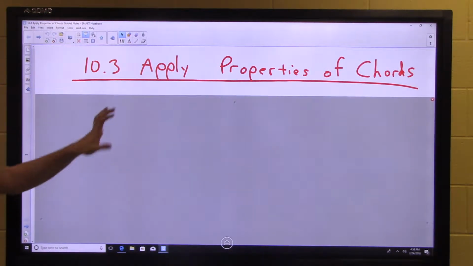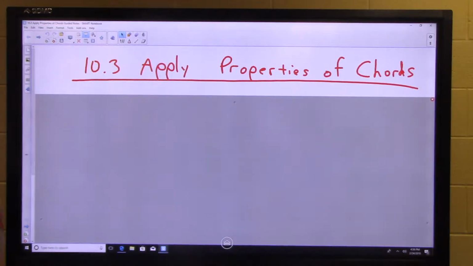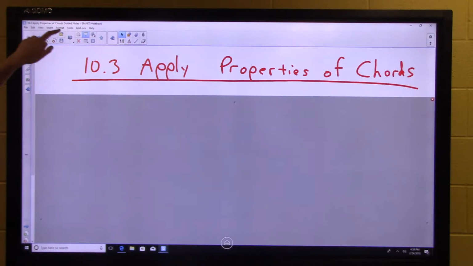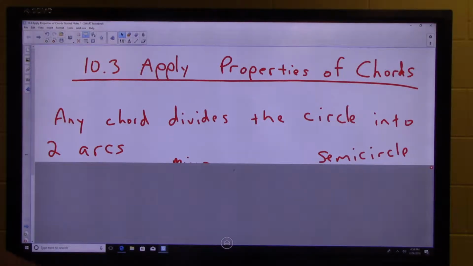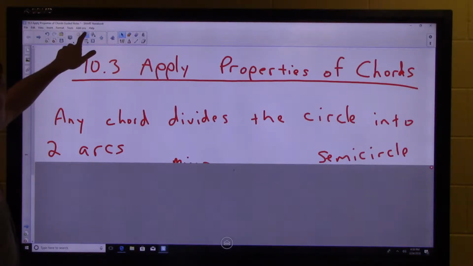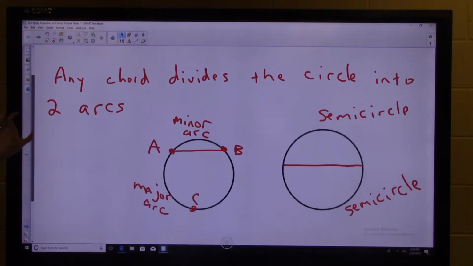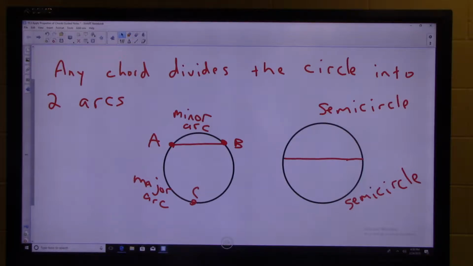So there are a lot of different theorems that we're going to talk about today. A lot of things that we need to know about chords, special things that happen when we draw a chord in a circle. So here it goes. Let's first write down this fact. This is the first thing you need to know. Any chord is going to divide the circle into two arcs. This can happen in a couple of different ways. I'll show you the pictures here, so draw these down on your guided notes. We've got some guided notes for you.